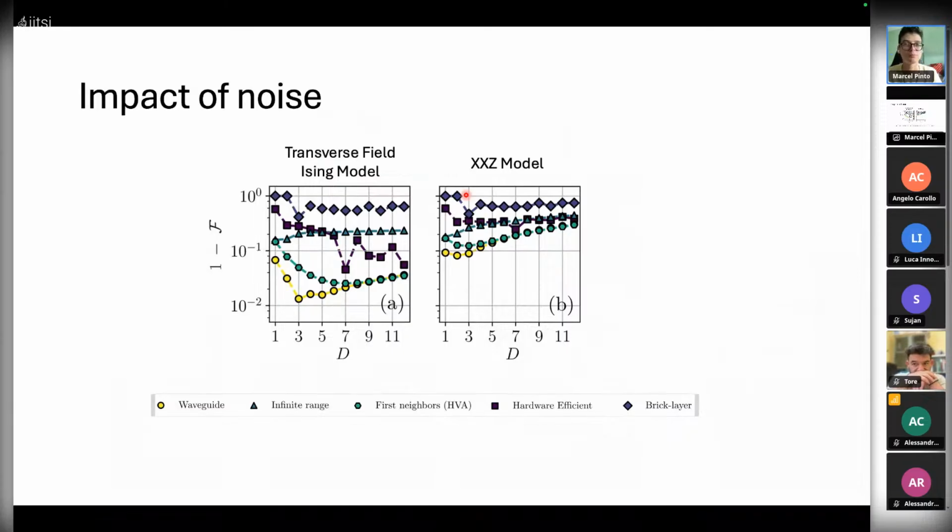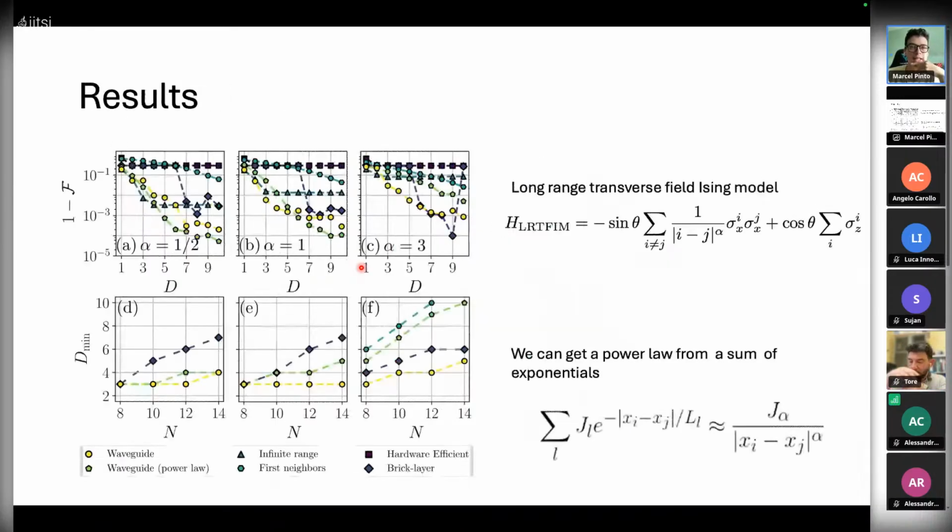But okay, let's continue. When you add noise, this gets very messy. The other analysis that they did in this kind of system is, okay, we were looking at critical spin models that have short range interaction, nearest neighbor interaction. So they also consider the long range transverse field Ising model.